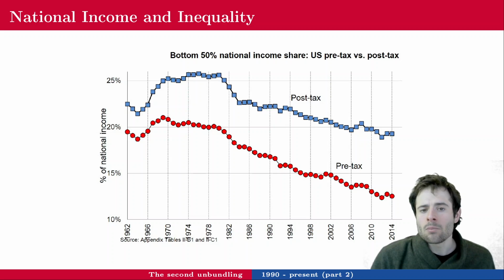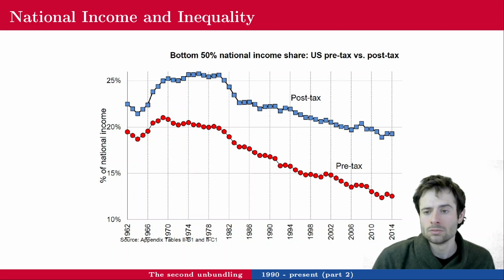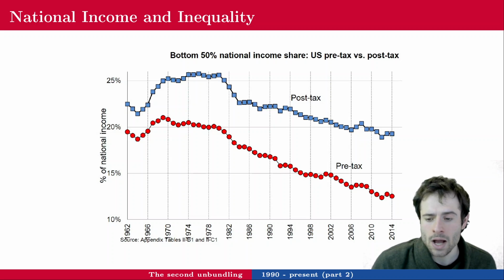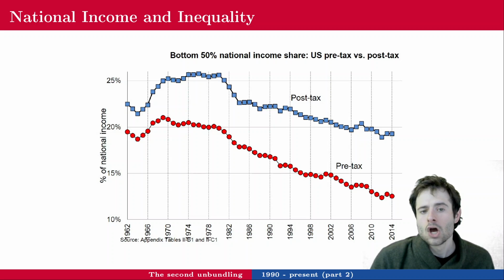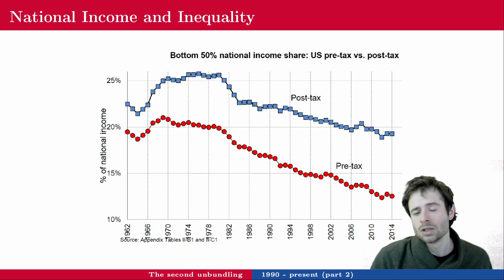We can look at the bottom 50% national income share. So this corresponds to the 50% poorest people in the US. And you look at the share of the national income they have over time. The 50% poorest people got a decreasing share of national income, both pre and post tax, over time. So that means that this bottom 50% got poorer over time.